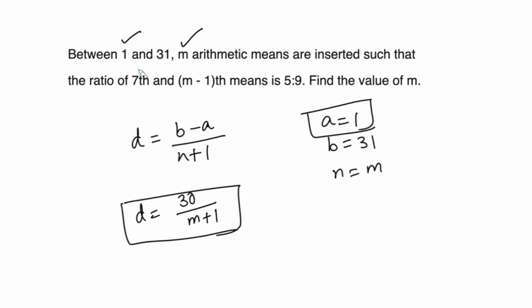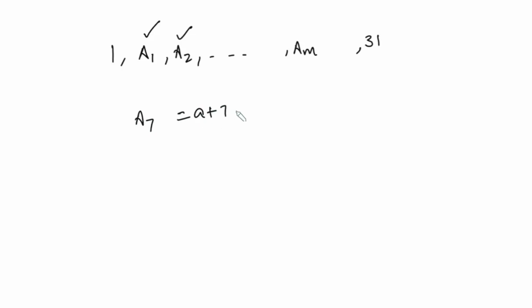And we are given the condition that the 7th mean to the (m minus 1)th mean, their ratio is 5:9. So we have two numbers 1 and 31, and there are m means between them. The first mean is a1, the second mean is a2, and so on up to am. Here a1 is the second term, so it will be equal to a plus d. a2 will be equal to a plus 2d. Similarly, a7 will be equal to a plus 7d.